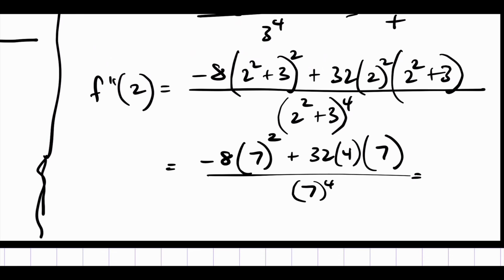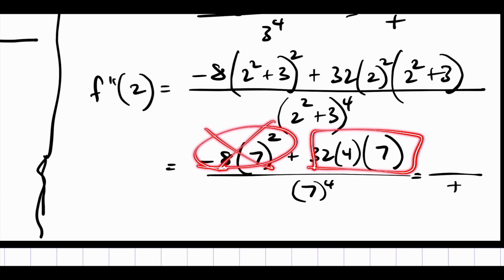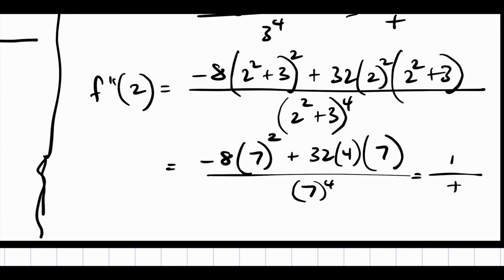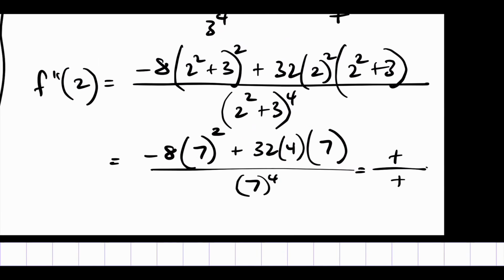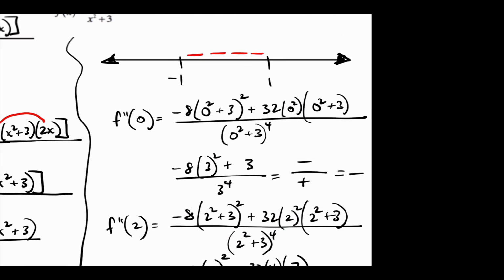Well, the bottom's going to be positive because, as we said, the bottom's always going to be positive. The top: -8 times 49. Is that going to be bigger than 32 times 28, really? Which is going to be bigger? Yeah, this guy is going to be smaller, actually, than this guy here. If you don't believe me, like I said, actually do the math. You just can't use a calculator. So that means we're going to get a positive answer.